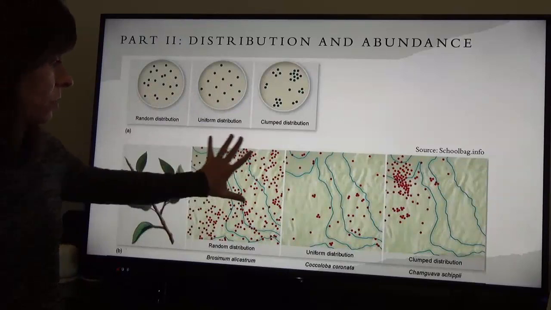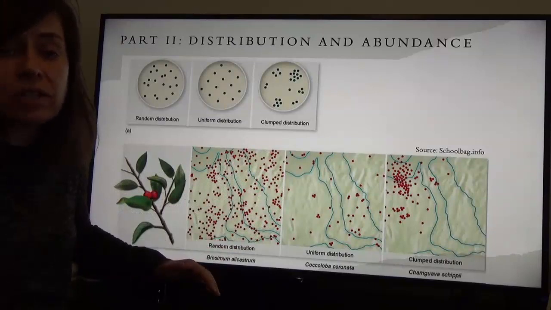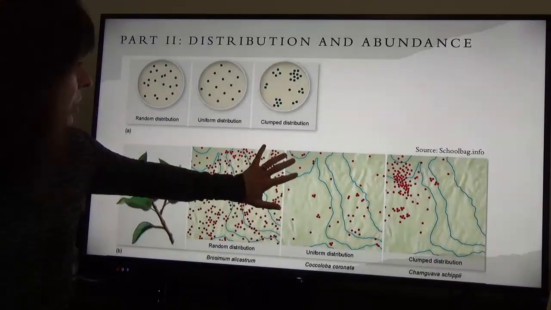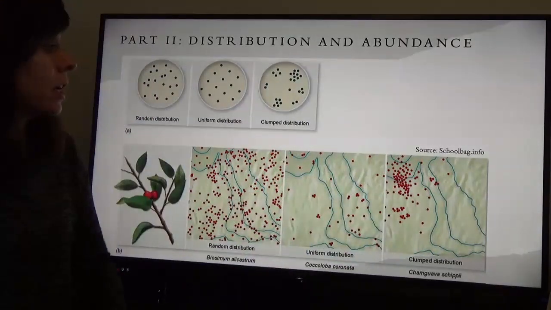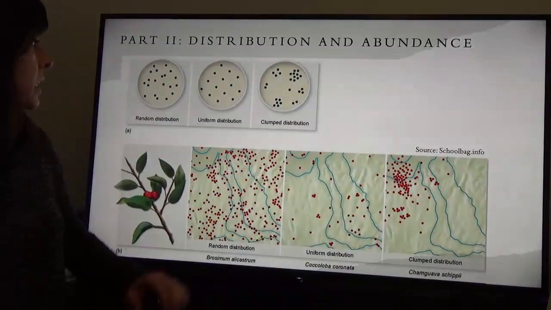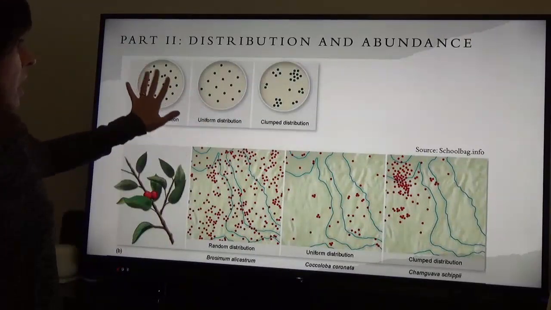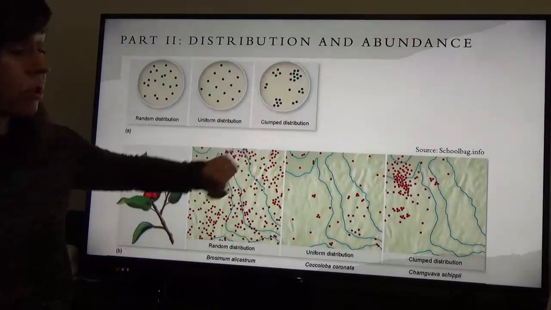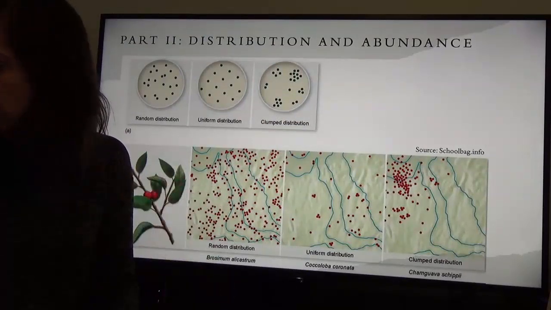So random distribution, where we've got individuals distributed across the landscape in sort of a haphazard fashion. Uniform distribution, where we have pretty consistent, even spacing of individuals, and then a clumped distribution where individuals of this species are only located in one particular place. And so you can see this demonstrated here in these petri dishes as well, where we have our random distribution, a very even or uniform distribution, and then this clustered or clumped distribution. And we'll get into that in a little bit.